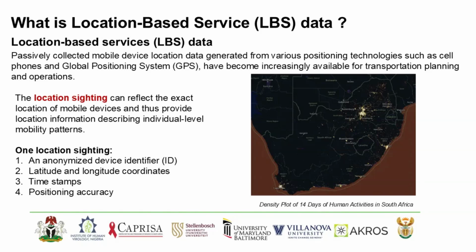The figure on the right shows a density plot of 14 days of human activities in South Africa derived from smartphone data. Each bright area corresponds to higher population activity, while darker regions show lower movement. By visualizing mobility in this way, we can quickly detect behavioral differences. For example, reduced movement during lockdowns or increased concentration in urban centers.